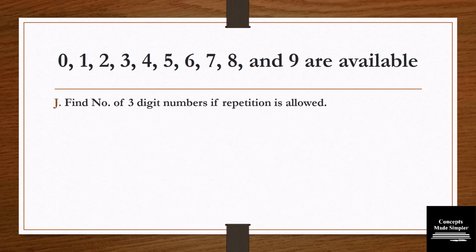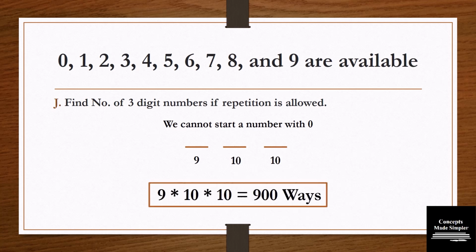Now this is just another follow-up question in which repetition is allowed. So I would request you to please pause this video and try to solve this question by yourself. The solution is, we cannot start a number with 0. So the first placeholder can be filled only in 9 ways. Now, since repetition is allowed, we are left with all the 10 digits. So the next placeholders can be filled with 10 digits as no restriction is there. So 10 and 10. So the solution is 9 into 10 into 10, which is 900 ways.